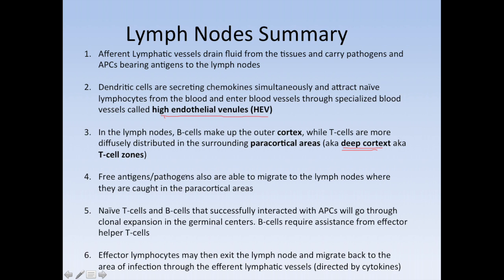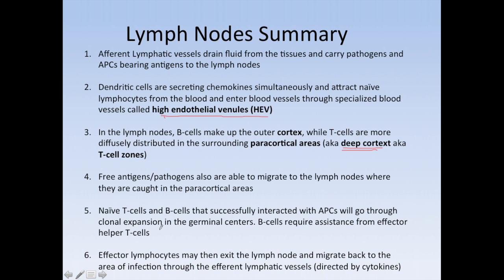The free antigens or pathogens also are able to migrate to lymph nodes where they are caught in the paracortical area. So I didn't mention this earlier, but essentially, if there happens to be a free pathogen or just a little piece of a pathogen, for example, an antigen that just happens to float through the blood system, they can also end up getting caught in these lymph nodes. And so they get caught in these paracortical areas. And then, of course, the dendritic cells can process them and expose them for adaptive immune responses.